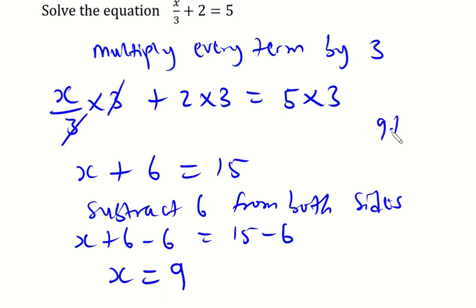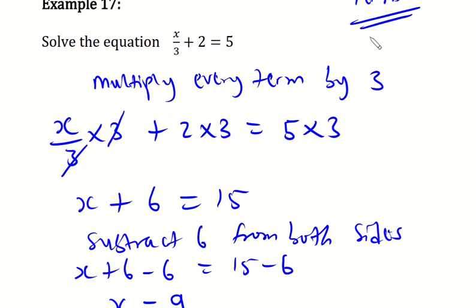So the value of x here is 9, and this is your final answer. If you put 9 into this question, we have 9 over 3 plus 2. Let's see if we get 5. 9 divided by 3 is 3, and then plus 2 is 5. So we are correct. We are very, very correct, and that's your final answer.